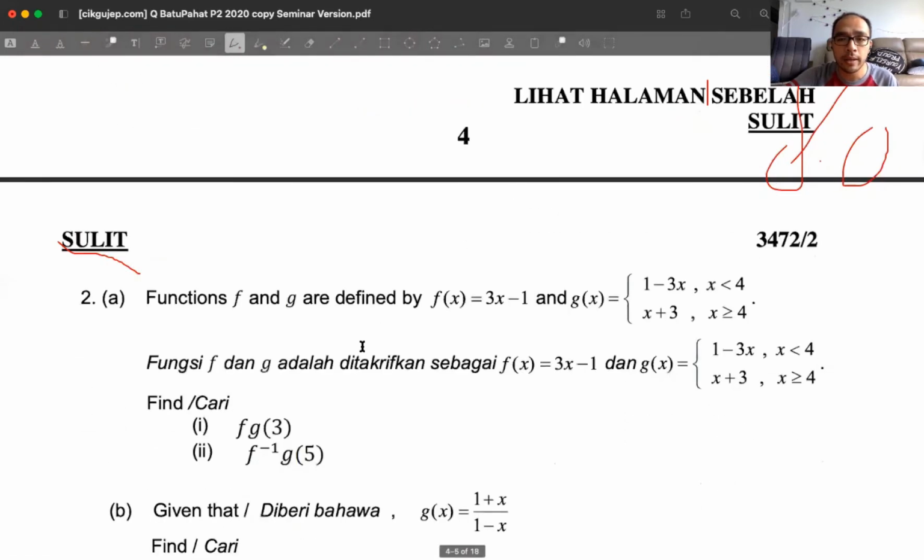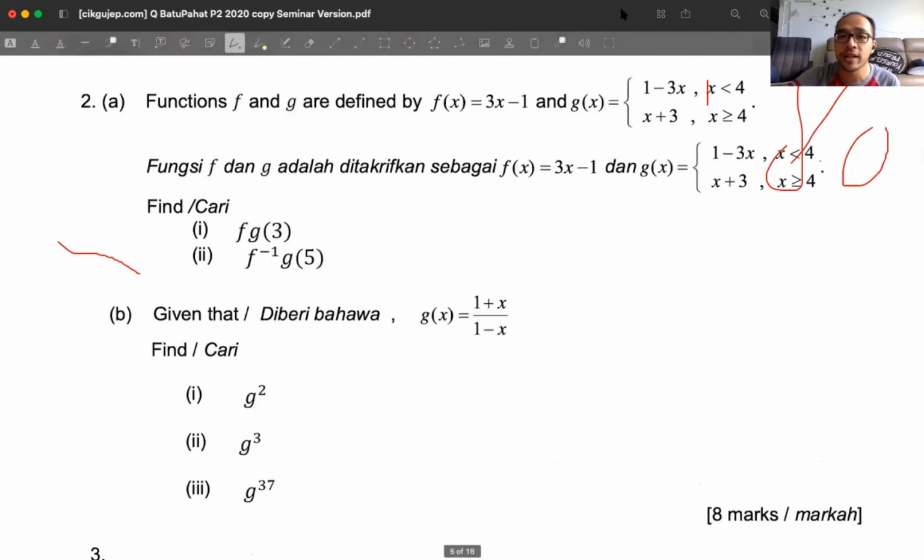All right. The next question, I need to clear this annotation. So annoying. Hold on.